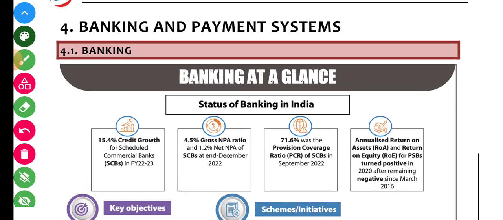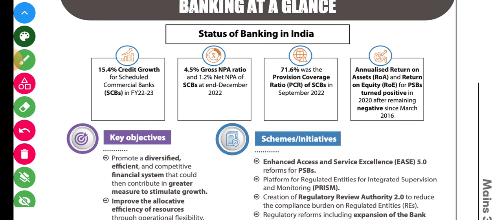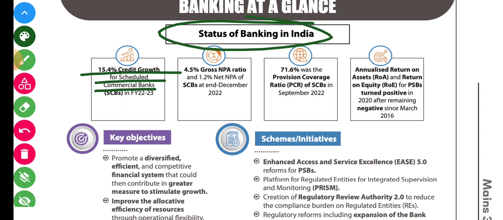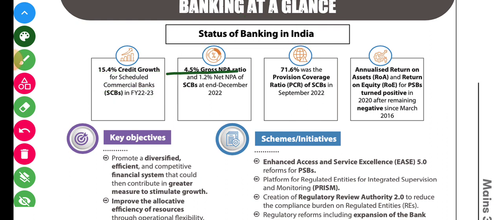Next is banking. The status of the banking system in India: 15.4% credit growth for scheduled commercial banks, a 4.5% gross NPA ratio and 1.2% net NPA ratio of scheduled commercial banks at the end of December 2022. So keep this in mind.